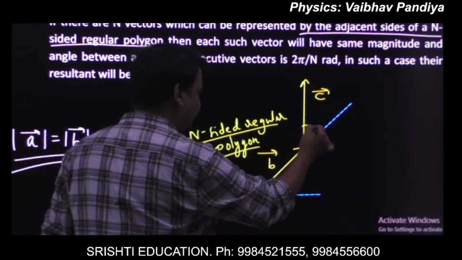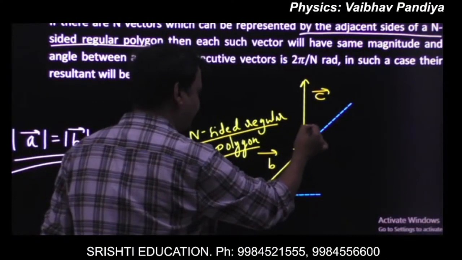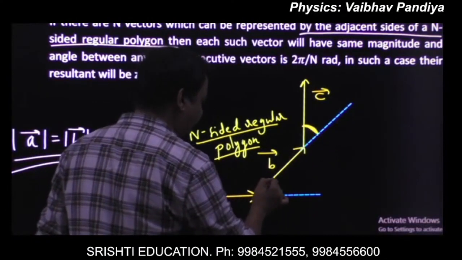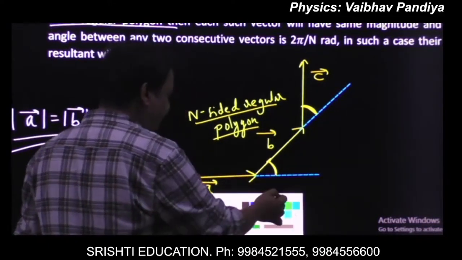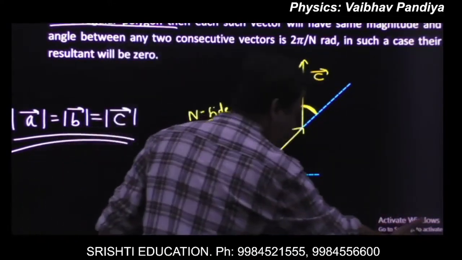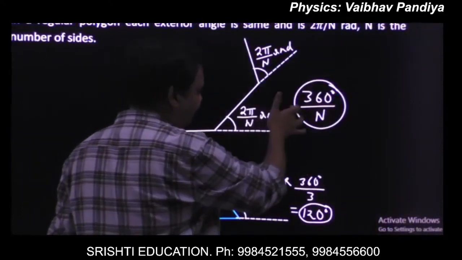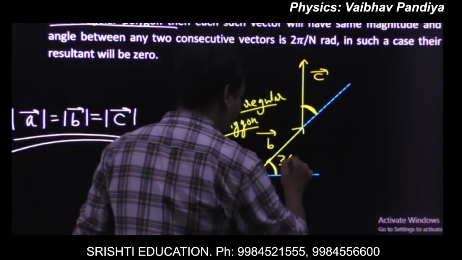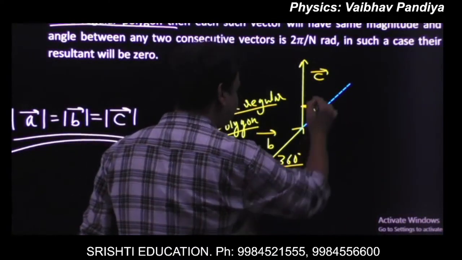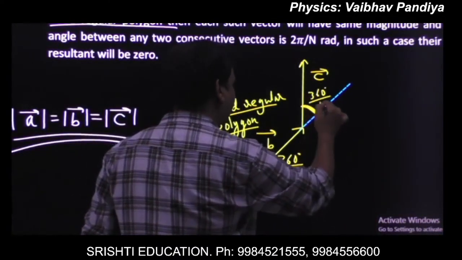Between B and C, this will be the vector angle. We have seen in the head-to-tail figure that we have to take the supplementary, extended angle. And since it is a regular polygon, we have seen this property: each such angle will be the same, 360 degrees by n.